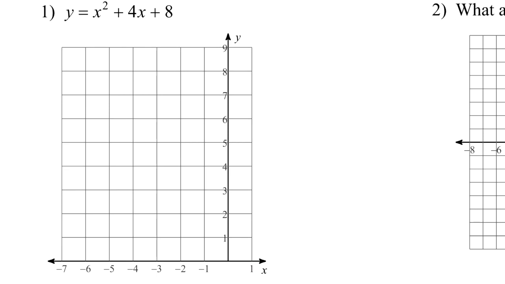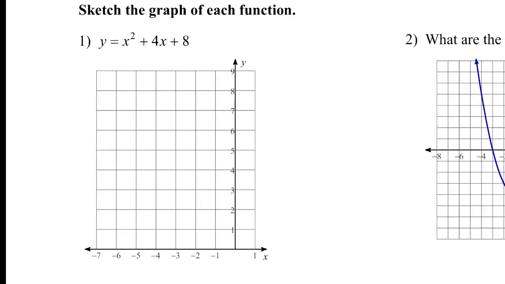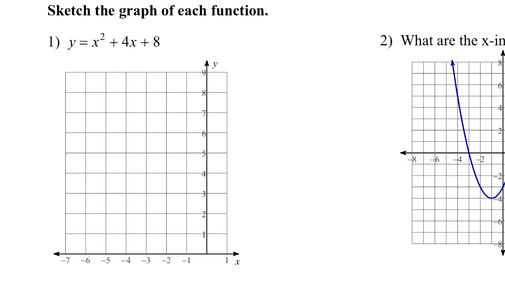So in this first one, we are supposed to graph that function. The first thing I notice is that the constant here tells me what our y-intercept is. So we have a y-intercept here of 0, 8.